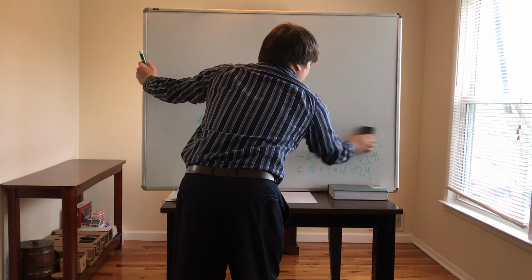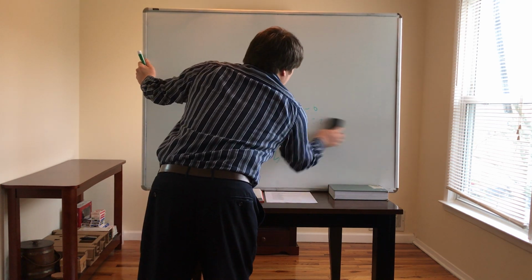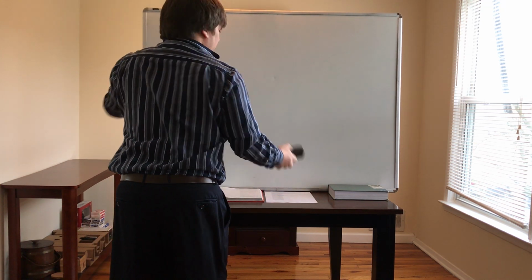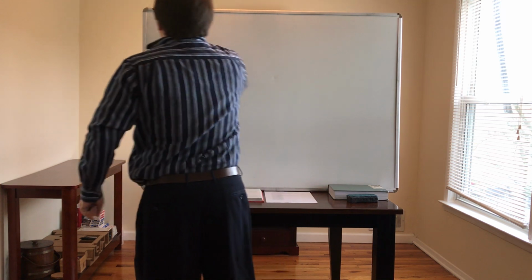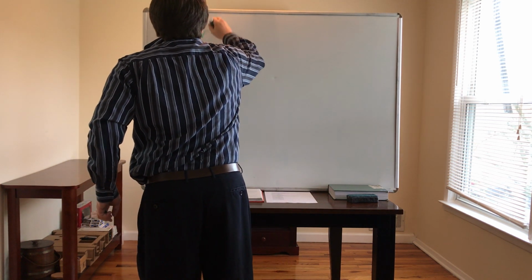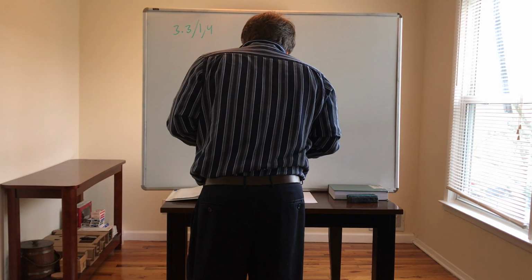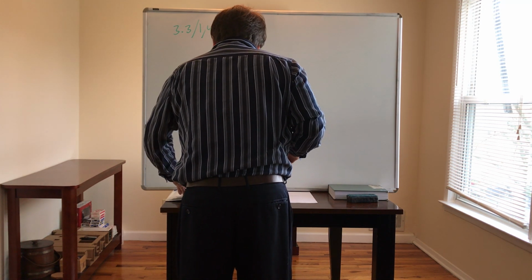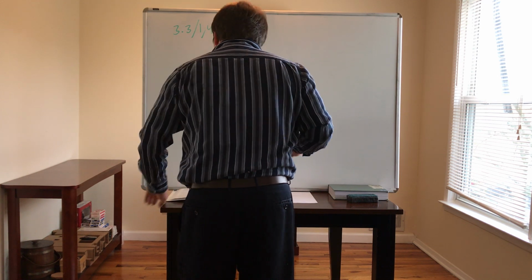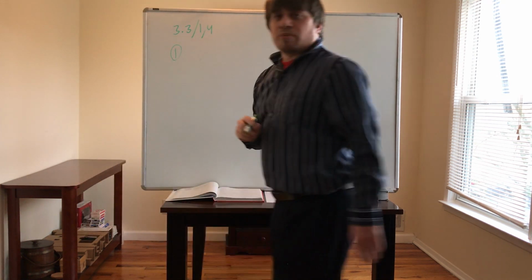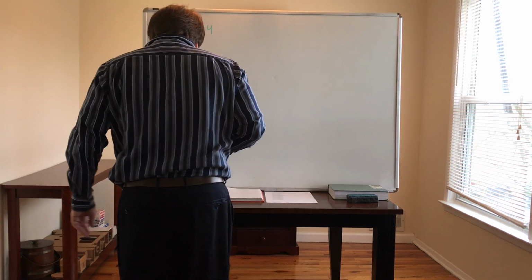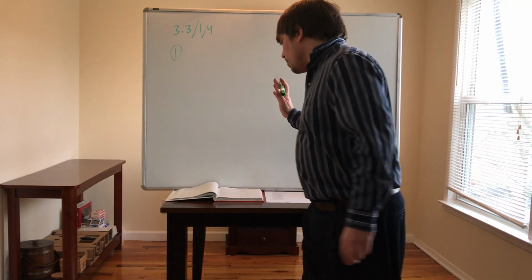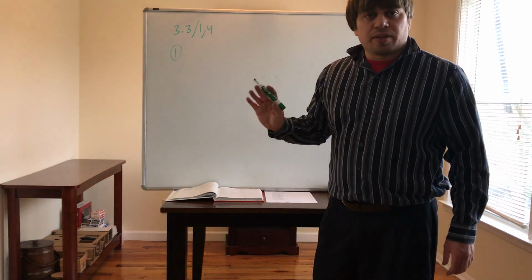If you need to spend more time thinking about a problem, you can pause the video before I go to the next one. Okay. So the next section is 3.3. So 3.3 number 1. And you want to know in number 1 whether u and v are orthogonal vectors.